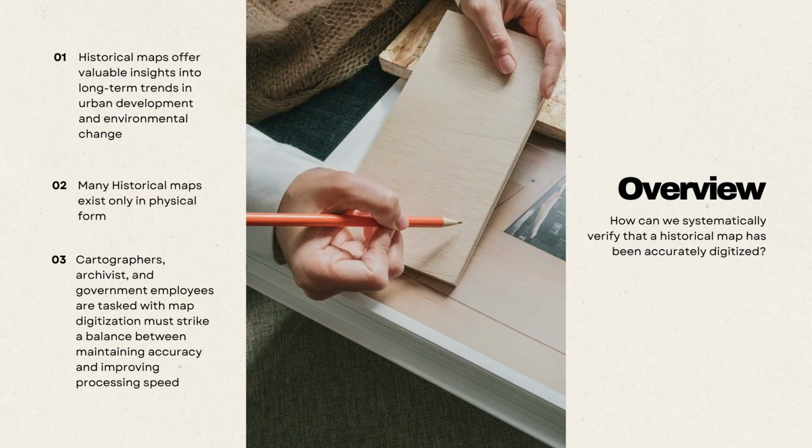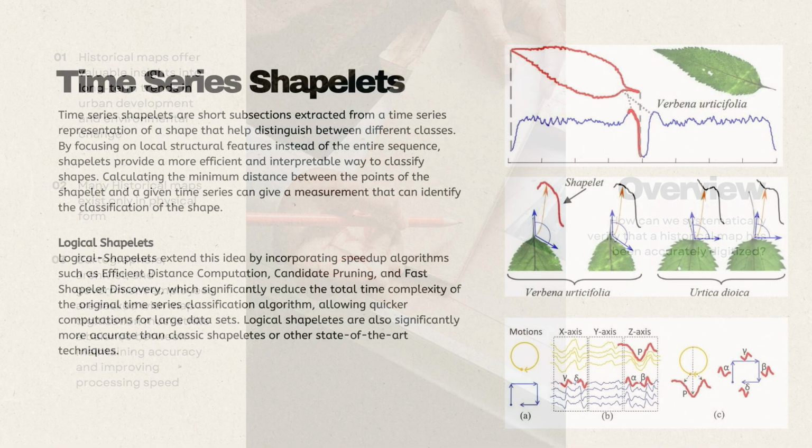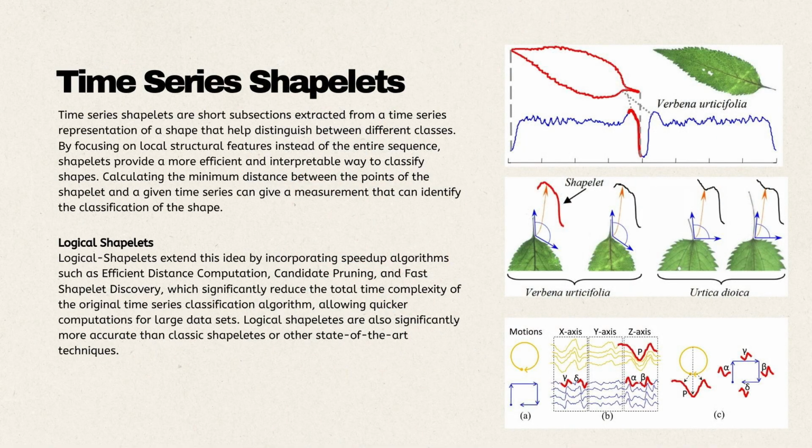So that brings us to our core research question: how can we systematically verify that a historical map has been accurately digitized? To answer that question, we turn to time series shapelets. A shapelet is a short subsection extracted from a time series representation of a shape. Rather than analyzing an entire sequence, shapelets focus on local structural features, the small but distinctive patterns that set one shape apart from another. By calculating the minimum distance between a shapelet and a given time series, we get a measurement that can identify and classify a shape, making the approach both efficient and interpretable.